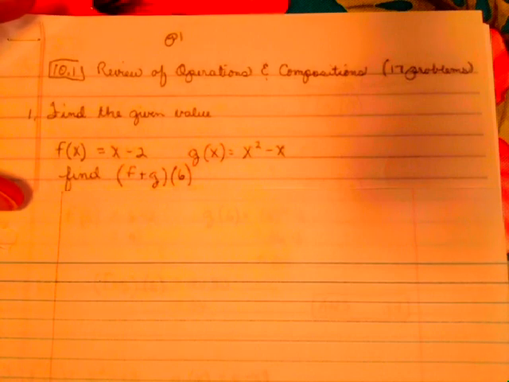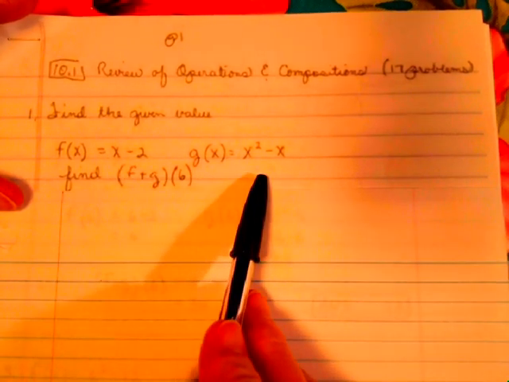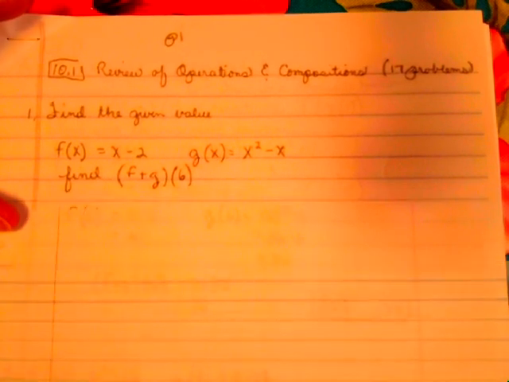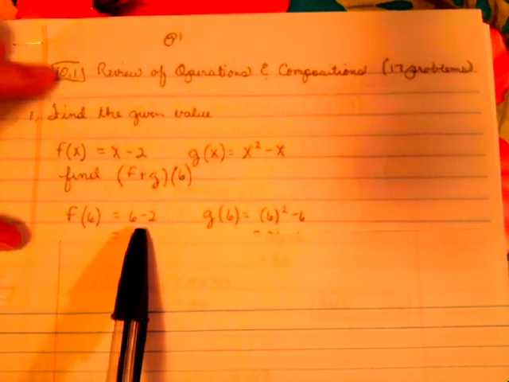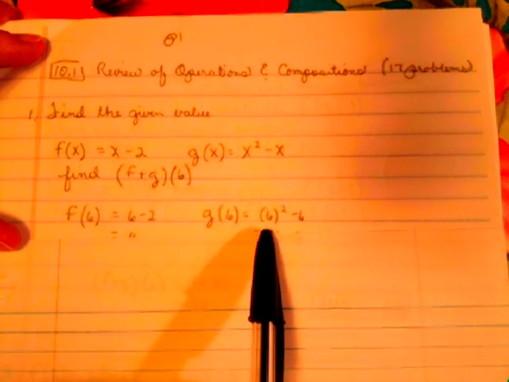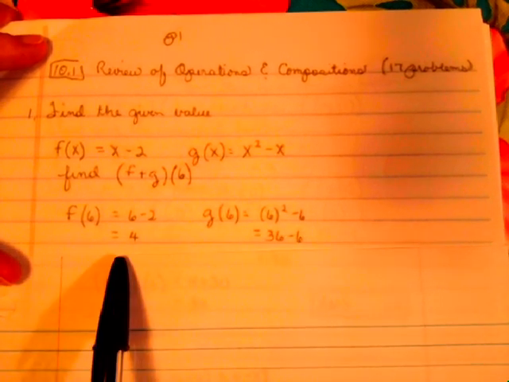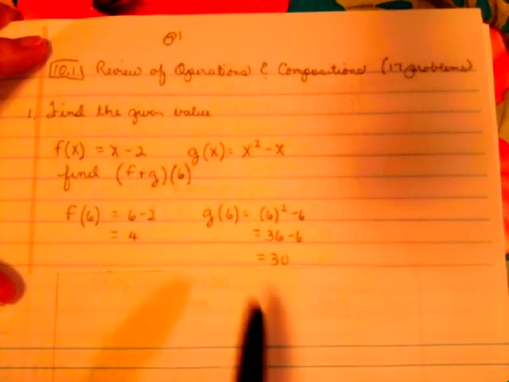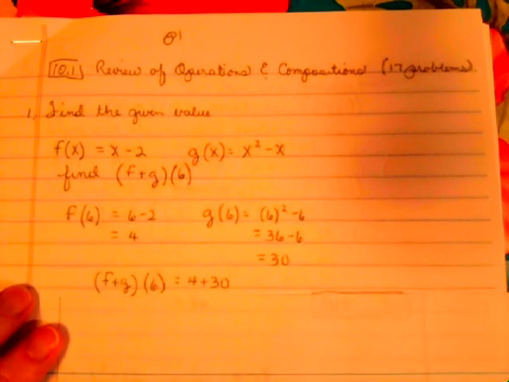Find the given value. If f of x equals x minus 2 and g of x equals x squared minus x, find f plus g of 6. f of 6 equals 6 minus 2. g of 6 equals 6 squared minus 6. That means f of 6 is 4 and g of 6 is 30. They want me to add these two numbers. So I have 4 plus 30, which is 34.